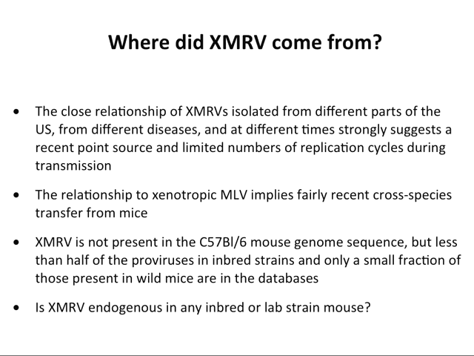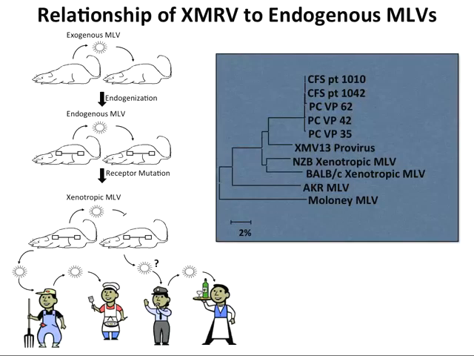So where did this XMRV come from that we've isolated from prostate tumor DNA? These patients were from different parts of the U.S. And you'll see some other patients later on also in diverse parts of the U.S., which suggests maybe limited point sources, because there's so little variation in the virus. Maybe this is a fairly recent event because there's not much sequence variation. These human isolates are very similar to xenotropic MLVs in mice. In the genome of a common mouse strain, we don't find XMRV, but when these studies were first done, not many mouse strains had been examined for these sequences. So the question is, is the virus endogenous in any lab strain?